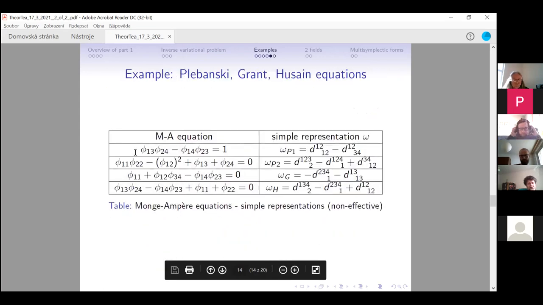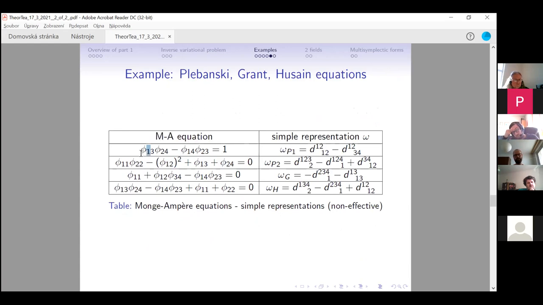So in a similar fashion, we can take other equations. The second row is second Plebanski, the first row is first Plebanski. And then this is a Grand equation and a Husain equation. And those equations also come from some self-duality or anti-self-duality conditions. And it's possible that because they are coming from some self-duality or anti-self-duality conditions, that's why they do not have Lagrangian in this setup, right? But none of them has.